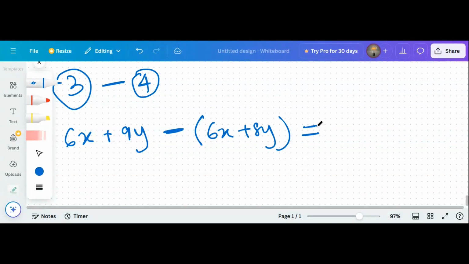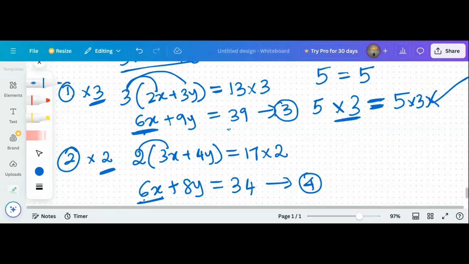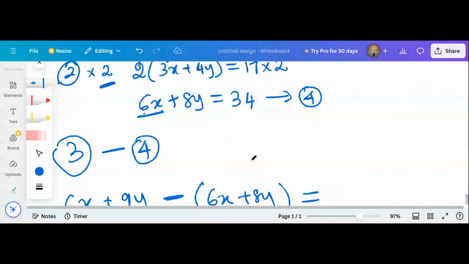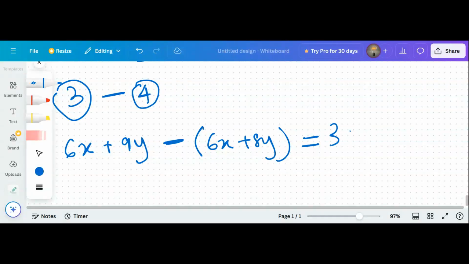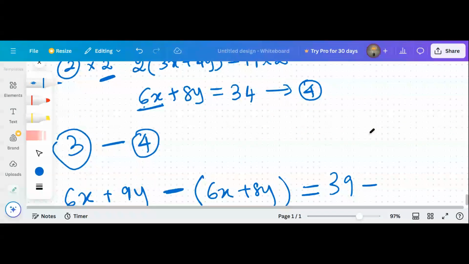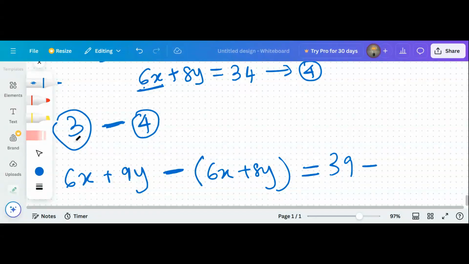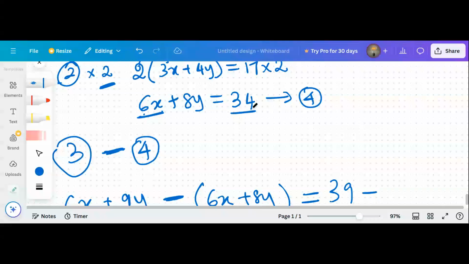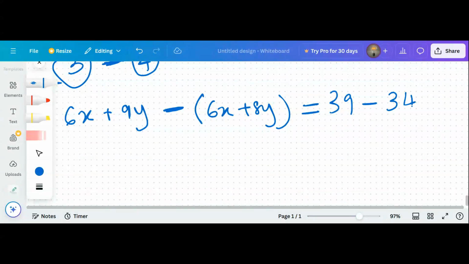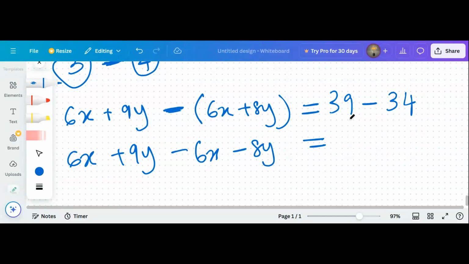is equal to, here you see this is 39, minus. Why are we putting minus? Because we are subtracting. Third equation minus fourth equation, here 34. Okay, 6x plus 9y, minus into plus is minus 6x, minus into plus is minus 8y, is equal to 39 minus 34 is 5.